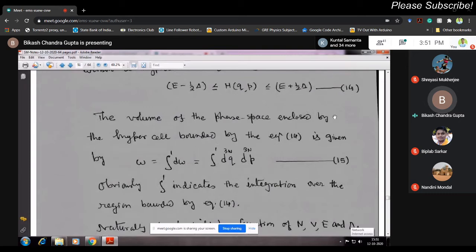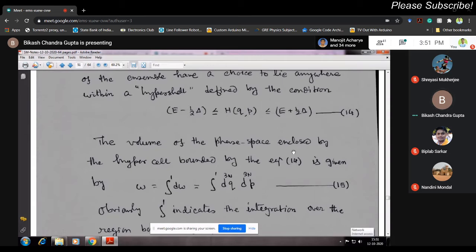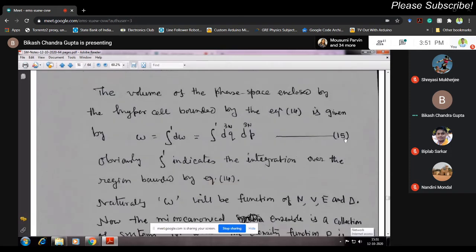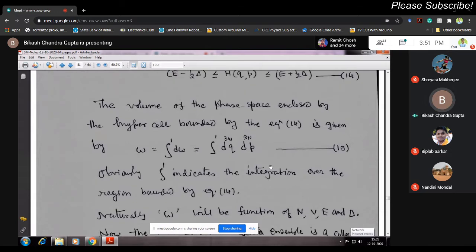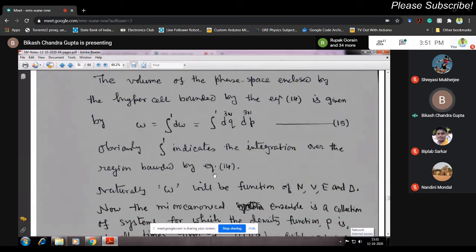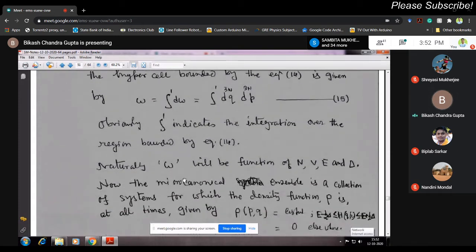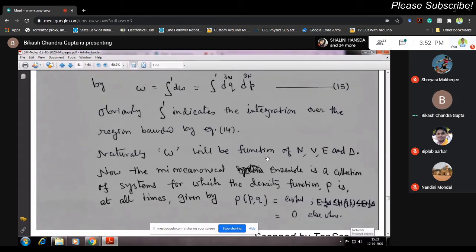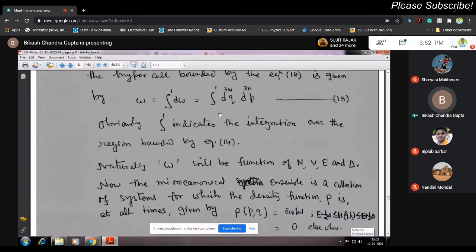Now the volume of the phase space enclosed by a hypercell bounded by the equation 14. Equation 14 means the E is ranging from this to this. We have talked enough about this. It is given by this. This prime indicates that the allowed region, the region bounded by this. So you are integrating over the allowed region of the phase space. Obviously, this indicates the integration over the region bounded by equation 14. Now, naturally, omega will be a function of N, V, E, and delta, right? Because your limits will be accordingly placed, and therefore these things will appear.